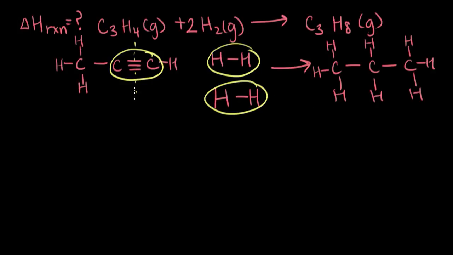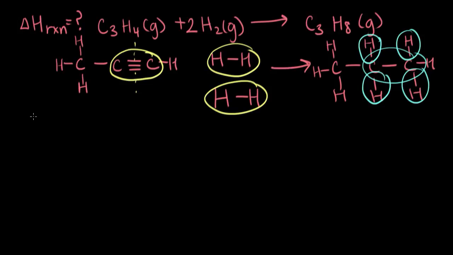Since we broke this carbon-carbon triple bond, that means we needed to make a new bond. And the new bond we made in our product molecule is this carbon-carbon single bond. Not only did we form a new single bond between these 2 carbons, but now these carbons are attached to a bunch of hydrogens. So we made 4 new carbon-hydrogen bonds. So let's write that out so that we can keep track of them when we do our final calculation of delta H of reaction.